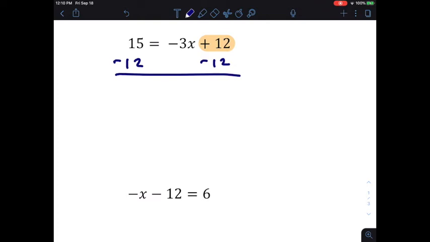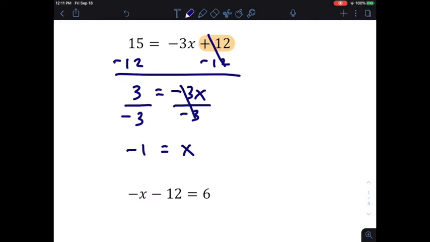If I start on the left-hand side, 15 minus 12 is 3. I'm going to be really careful and make sure I bring down that negative 3x. I don't need anything else because the plus 12 and the minus 12 cancel each other out. Now I see multiplication, so I'm going to divide by a negative 3. Anytime we divide a number by itself, it equals 1, but in this case we're dividing by a negative number, so our answer is going to be a negative 1. These cancel each other out, so we have x is equal to negative 1.